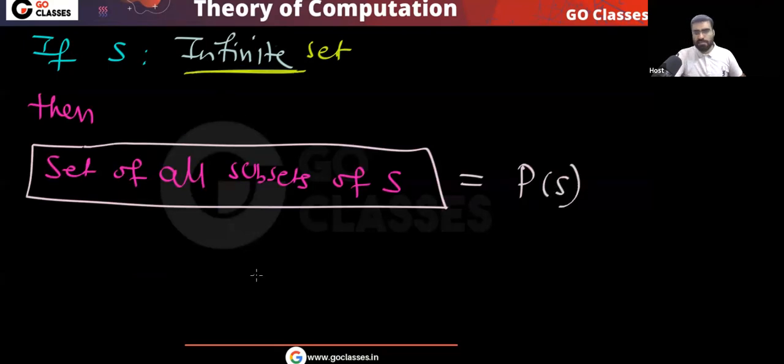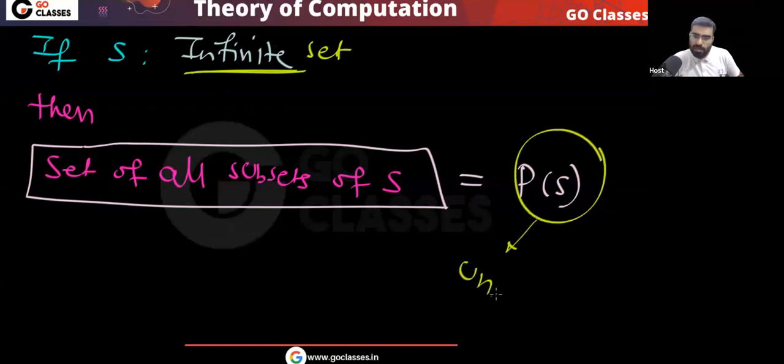Now S is infinite. So this power set of S will be uncountable, right? Yes or no? Correct? Because the set of all subsets of S is the power set of S.